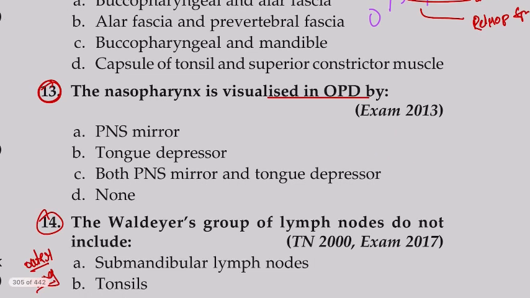Now here, talking about this PNS mirror, with the help of a tongue depressor we depress the tongue, and then the PNS mirror is passed behind the uvula, right? The glass surface of the PNS mirror is pre-warmed, to avoid mist formation due to the patient's breath during examination.